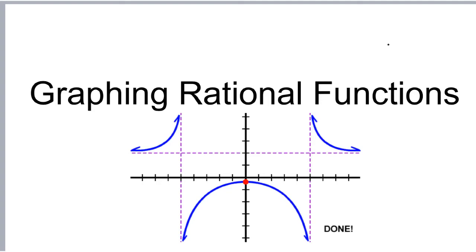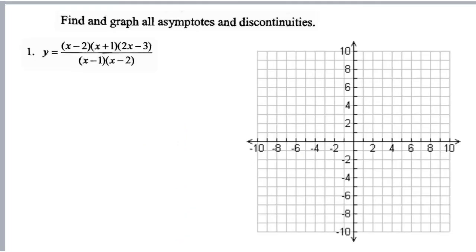In this video, we are going to learn how to graph rational functions. With our given rational function, our first step would normally be to factor, but this has already been factored for us. So our next step will be to cancel what we can.